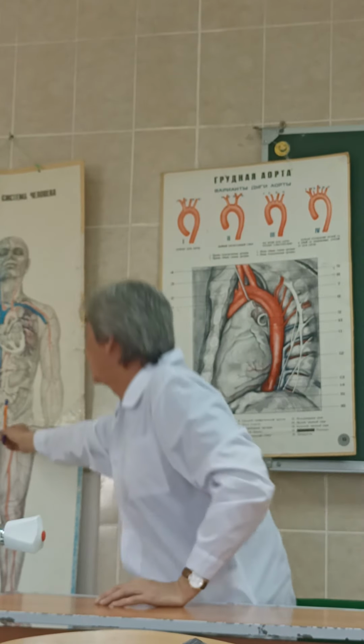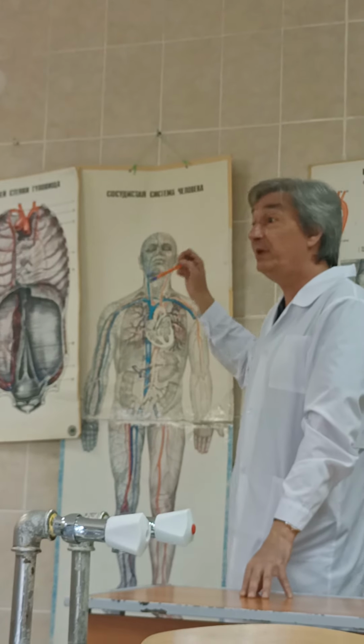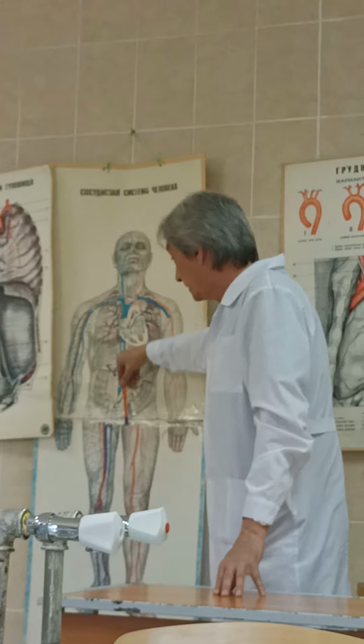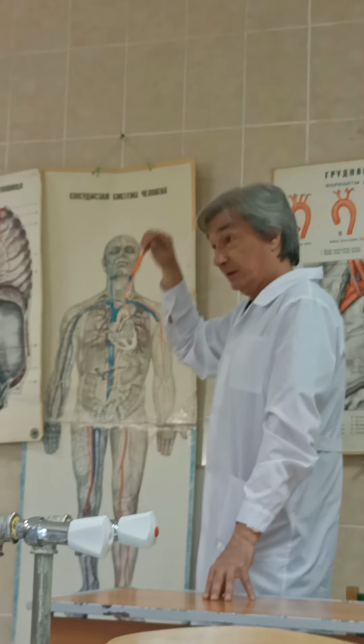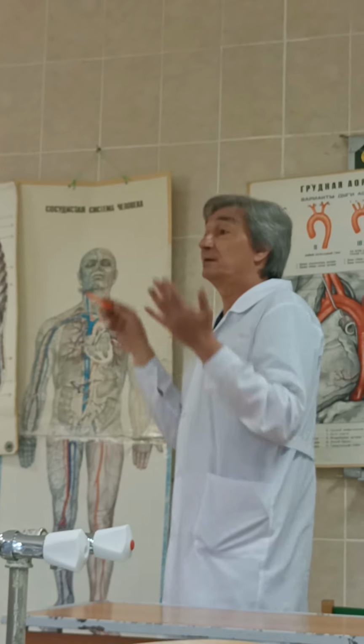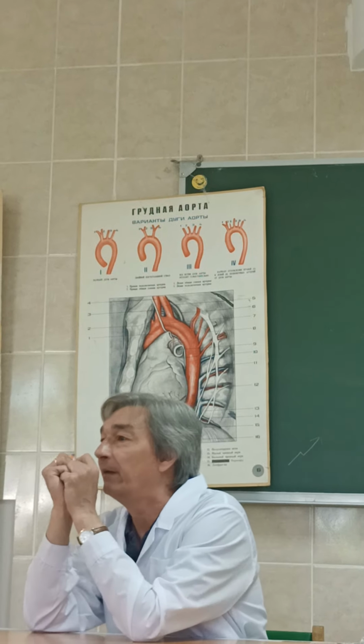And we have one unpaired artery, which starts from the level of the bifurcation. It is called the middle sacral artery, which passes downwards into the pelvic cavity and supplies the muscles and nerve plexuses inside the pelvic cavity.